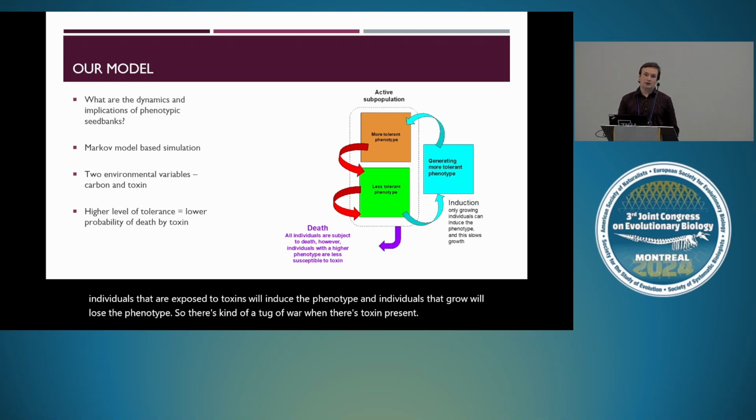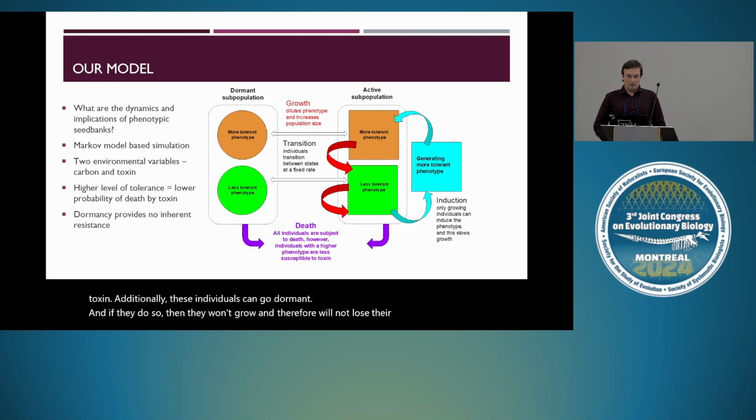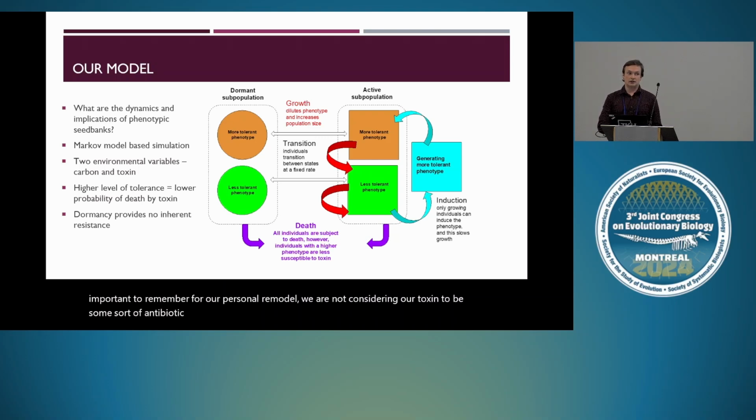And if you are more tolerant, as you might expect, you have a lower probability of death by toxin. Additionally, these individuals can go dormant, and if they do so, then they won't grow and therefore will not lose their tolerance. It's important to remember that for our purposes in our model, we are not considering our toxin to be some sort of antibiotic which selectively targets actively growing cells, but instead something that indiscriminately targets cells and only spares cells, or is less likely to kill cells, if they're expressing a more tolerant phenotype.